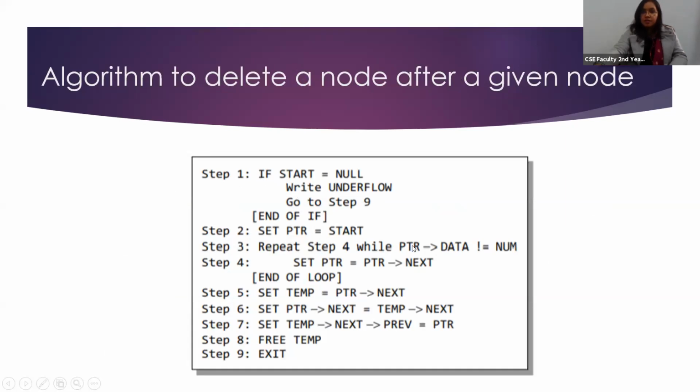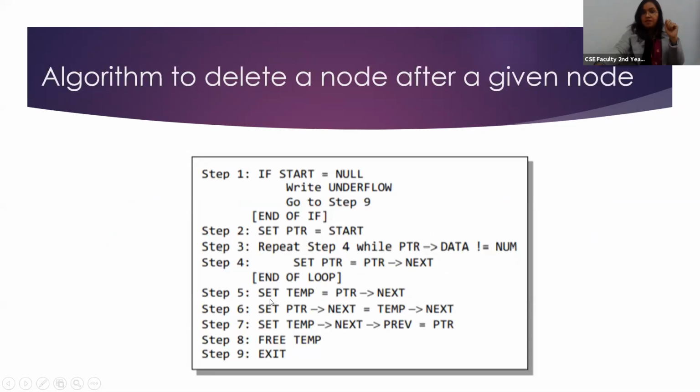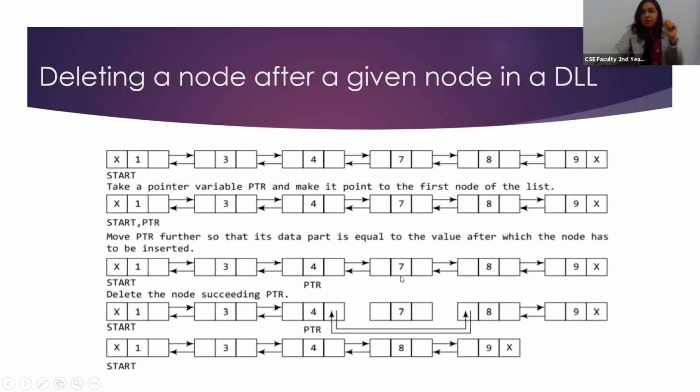So these steps remain the same. Repeat step 4 while pointer data not equal to number. So it reaches the node. Set pointer equal to pointer next. So it reaches this point. Till then the loop must continue. Okay, they have taken one variable here, temp. That is what I was saying, that you need another variable to free this node. Okay, so you can take 2 variables before only, pointer and pre-pointer.